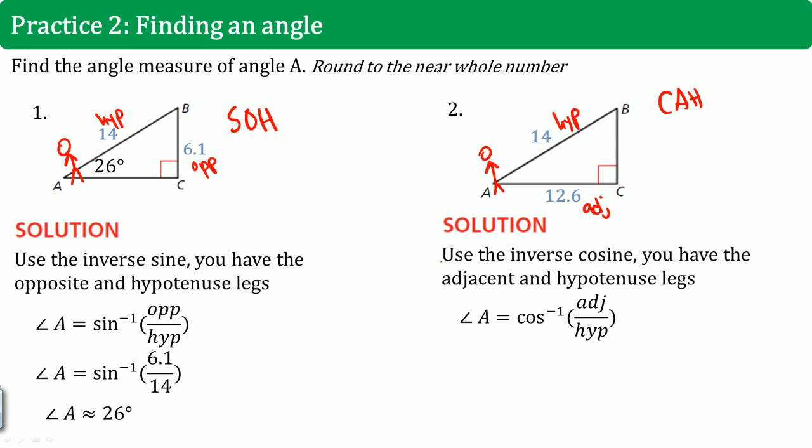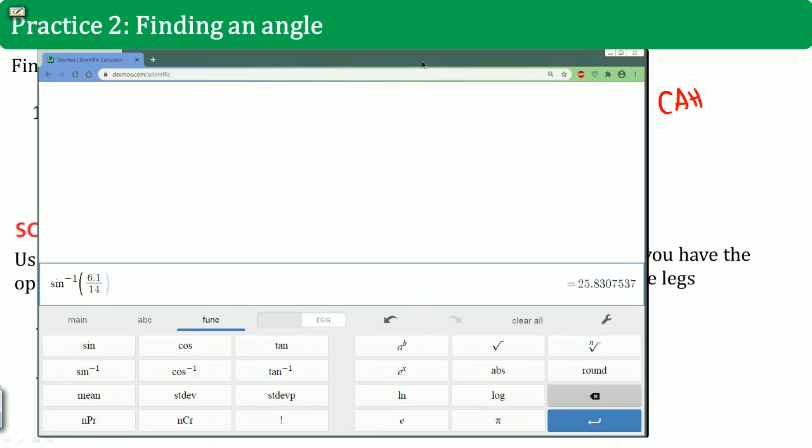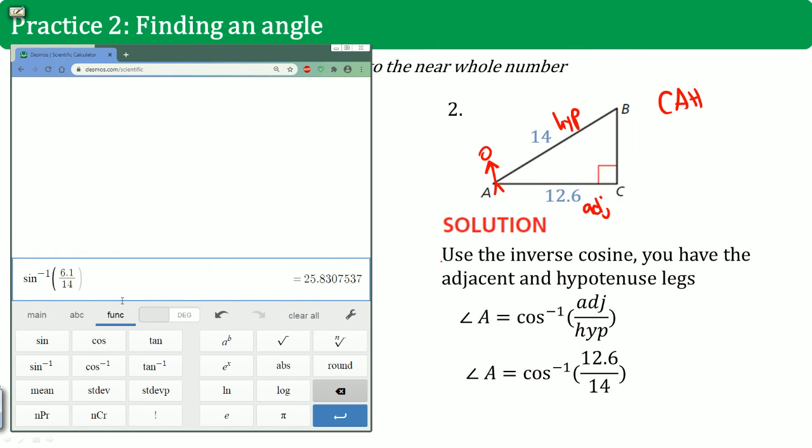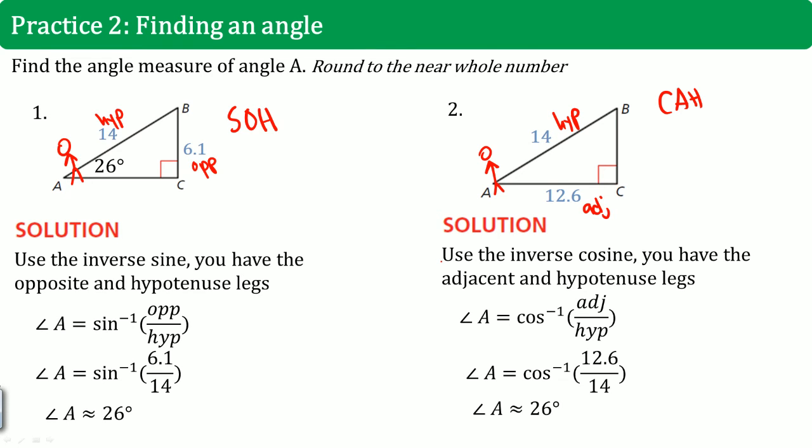I would say that angle A is equal to inverse cosine, adjacent divided by the hypotenuse. The adjacent leg here is 12.6. The hypotenuse is 14. Now I plug this into Desmos. Hit the function symbol so you can get cosine inverse. 12.6, divide that by 14. You also get 25.8. Round that up, that becomes 26.